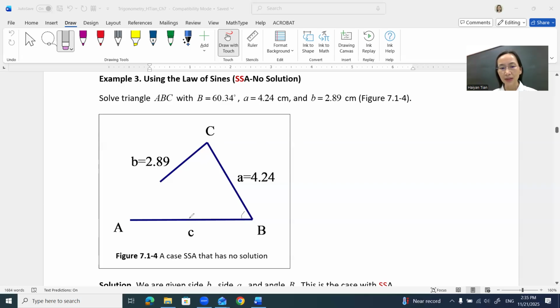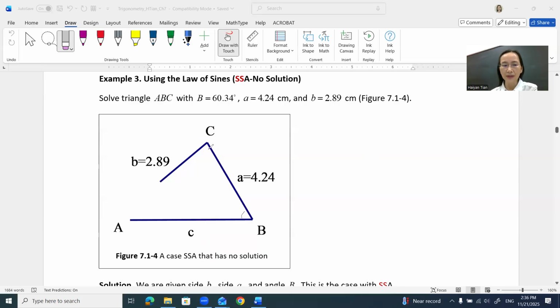Also, one unknown side is to be found. So this is C. What is this? What is the angle A and C? Capital C. So let's go ahead, try to solve it if there's a solution.